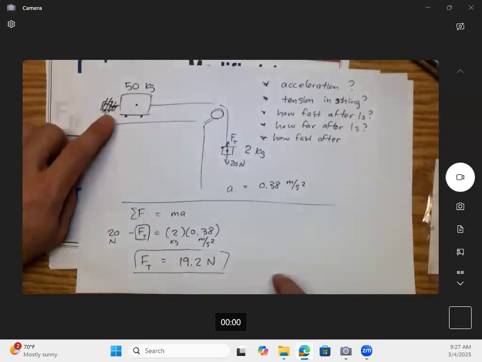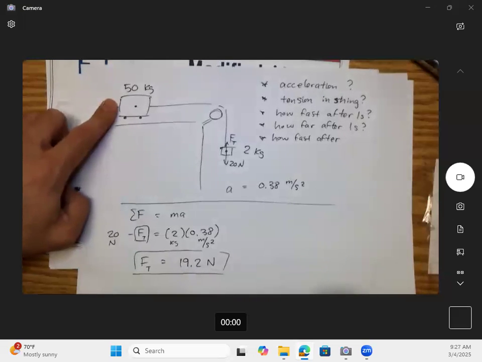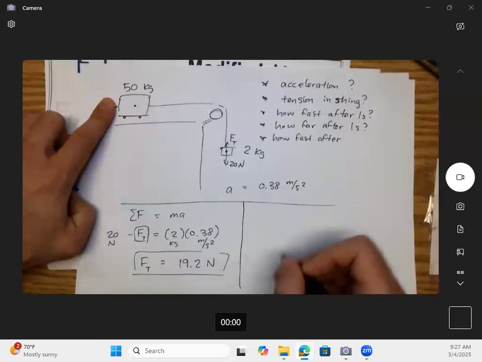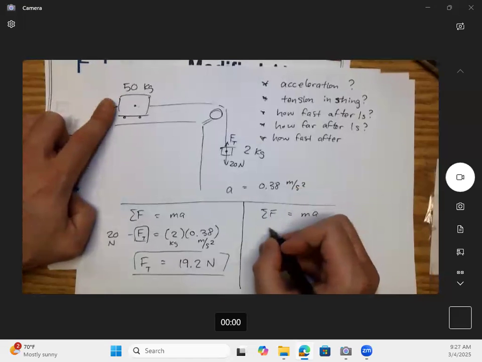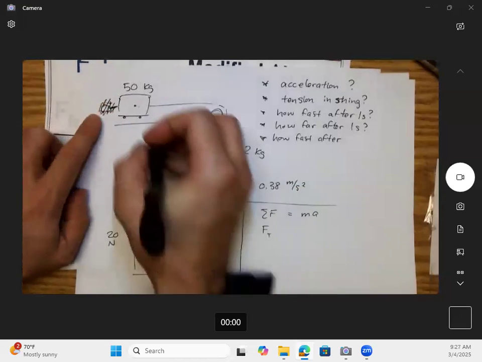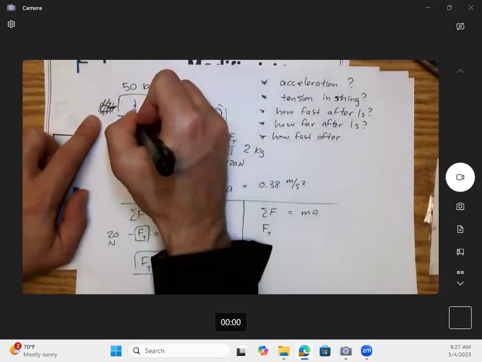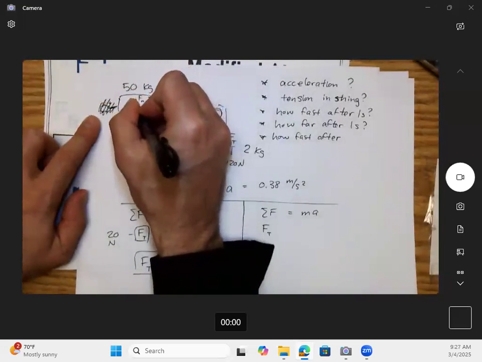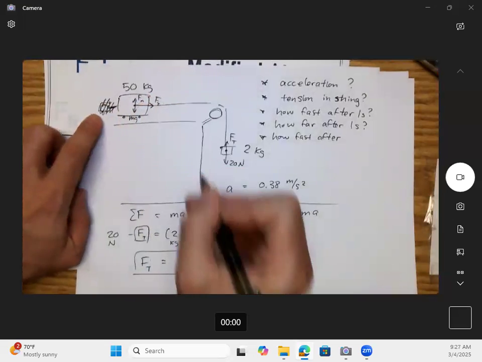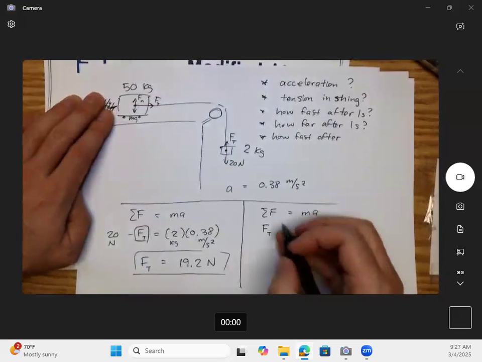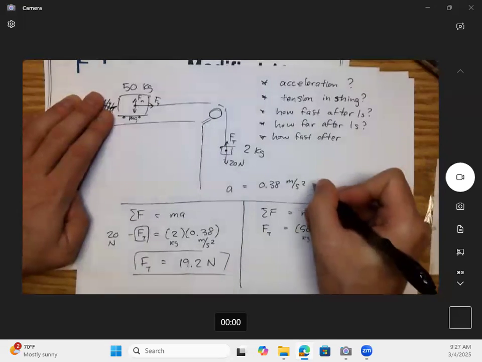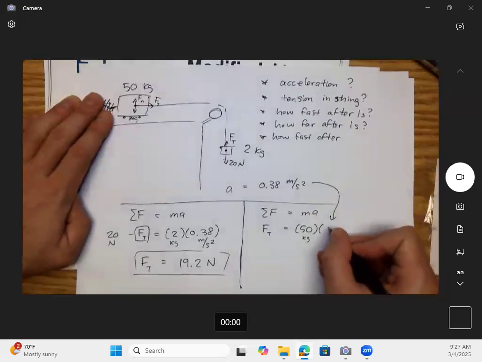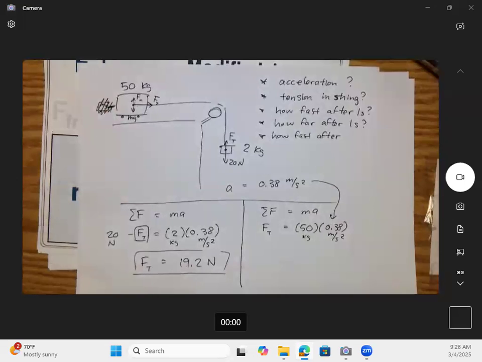Now you could have done that instead from the point of view of this 50 kilogram block. You should get the same answer. Let's see if I do. So I'll go back to net force equals M A, but do it for this block instead. It has three forces on it: its own weight down, a normal force up, which cancel out, and the one I really care about, the tension force, which is the net force on the top block. That's the 50 kilogram block accelerating at, again, 0.38 meters per second squared.